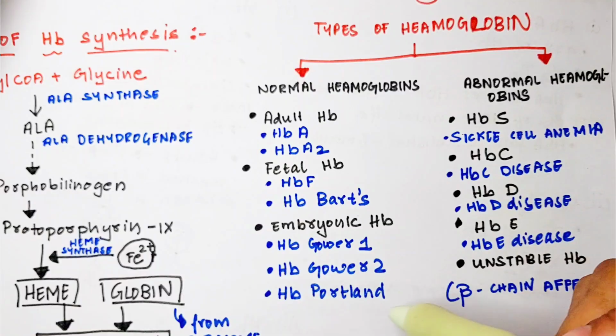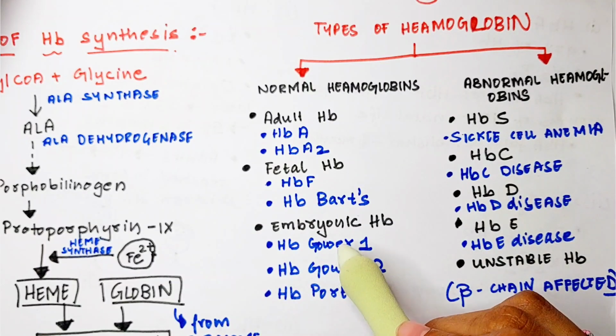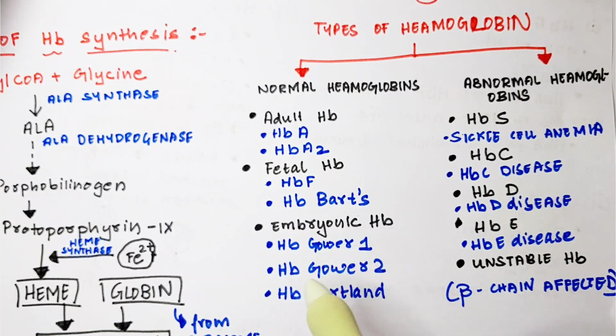Now, what are these weird names? Why is the embryo named after that? Now, Gower 1 and Gower 2, that is Gower, is especially from an island. Gower has been named after an island, and the discovery of the embryonic hemoglobin was done on such an island, that is Gower, hence the names. Then what is Portland named over here? The embryonic hemoglobin was also found in Portland, which is in England, and hence the name Hb Portland.